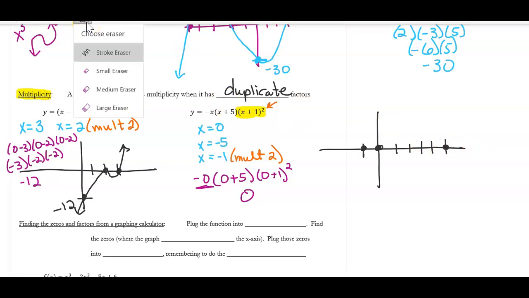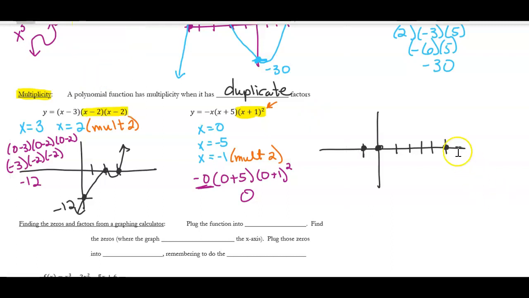Erase. Don't you erase? I'll just delete it. Oh, deleted the wrong thing. Okay, so it's actually supposed to be at -5. 1, 2, 1, 2, 3, 4, 5. There we go. My bad.